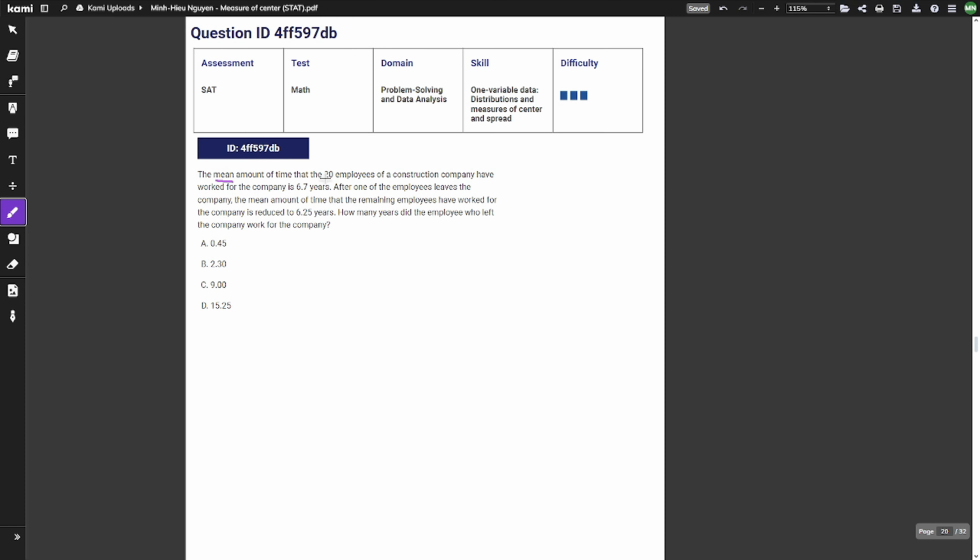So we know that the mean of 20 employees is 6.7. So 6.7, which is our mean, is equal to the total years divided by the number of employees, which is 20. To find the total number of years of all 20 employees, all we have to do is multiply this entire thing by the denominator, which is 20. So 6.7 times 20 is equal to 134.